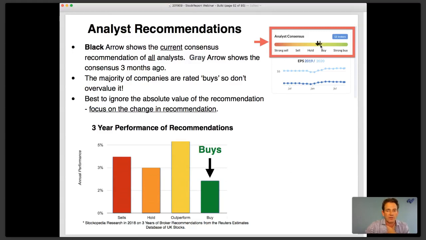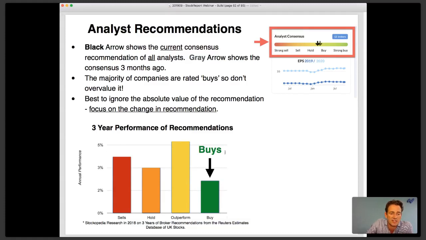So for this stock, the recommendation is coming down. And not very significantly. These things can shift a little bit. When you see a big jump, that's very significant. And often a big change in recommendation will signify a significant shift in share prices. But I always think it's best to ignore the absolute value of the recommendation. It's best to focus on the change in recommendation.